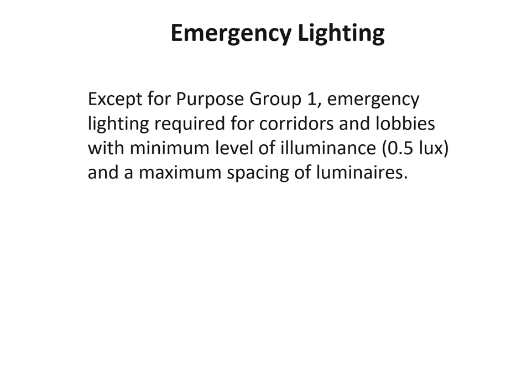So except for purpose group 1, which we try to recollect based on last sharing, purpose group 1 and 2 are residential. So purpose group 1 is small residential. Other than the small residential typology, emergency lighting is required for corridors and lobbies with a minimum level of 0.5 lux, and a maximum spacing of luminaires.